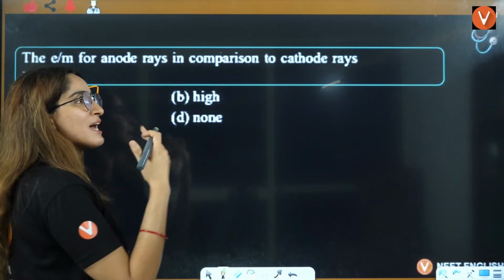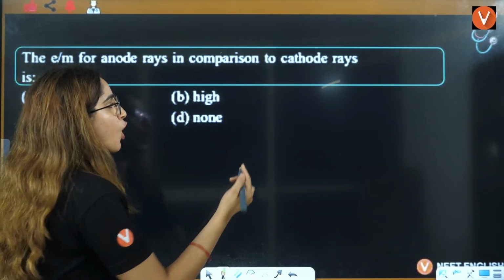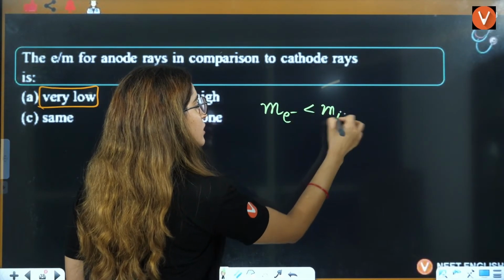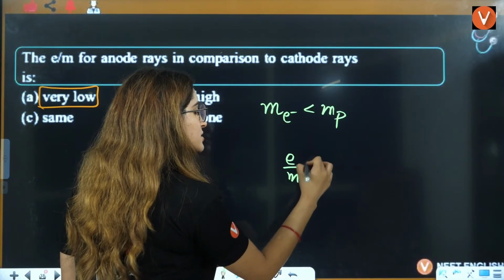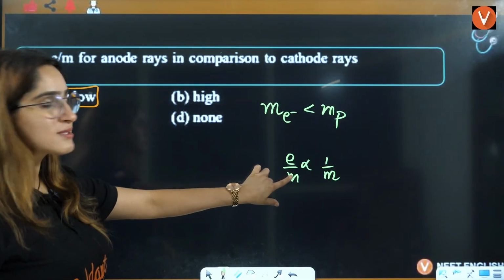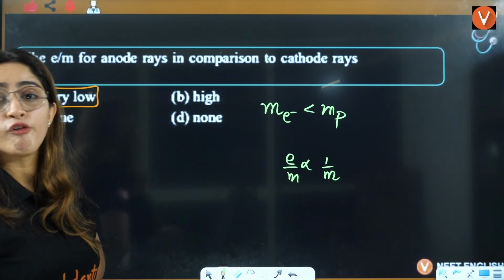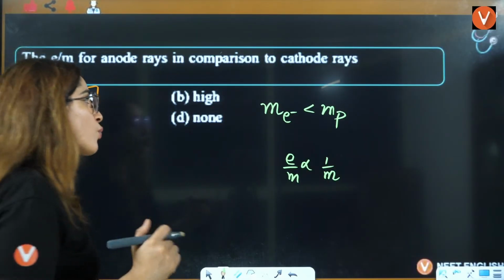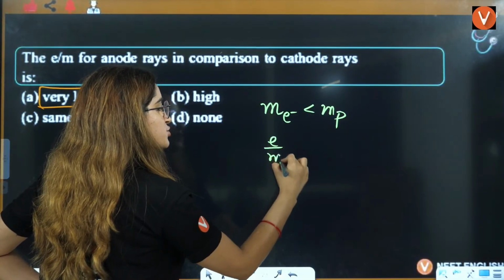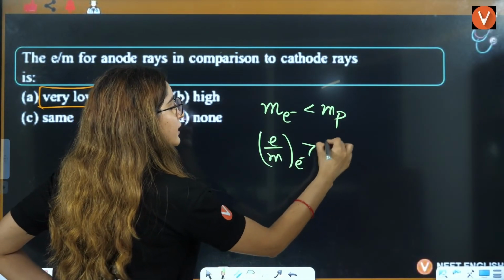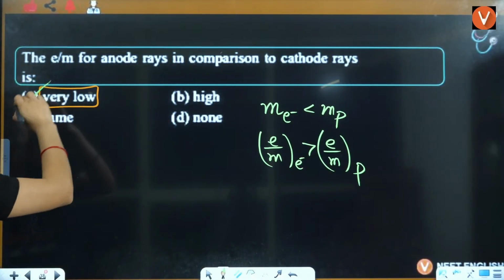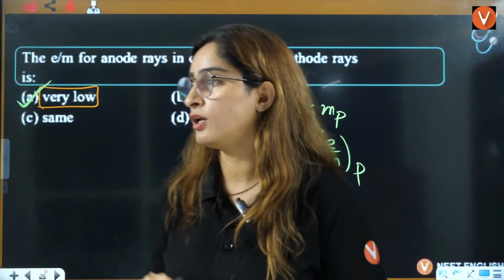Tell me, which has more mass, anode or cathode? Obviously, an electron has less mass than a proton. So the e by m ratio is inversely proportional to mass. If the mass is more, the e by m ratio will be less for a constant charge. So we can say that the e by m ratio of an electron is greater than the e by m ratio of a proton. So the answer will be, for anode rays, it is going to be very, very low.